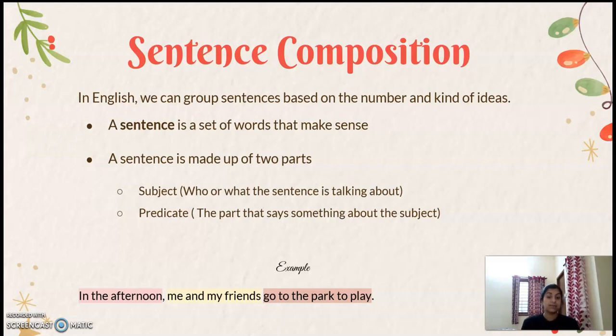A predicate is the part that says something about the subject, for example, what they're doing. A predicate always has to have a verb. For example, in the sentence, "In the afternoon, me and my friends go to the park to play," "me and my friends" is the subject. So the sentence is talking about somebody and their friends. "Go to the park to play" is the predicate. It's talking about what the friends do, and it has a verb, go.